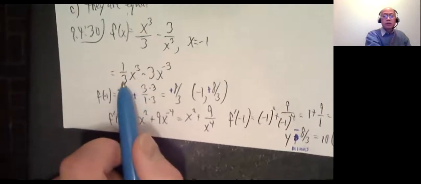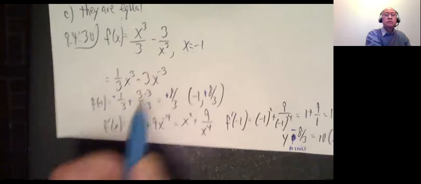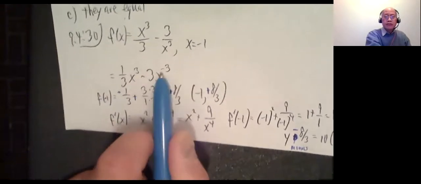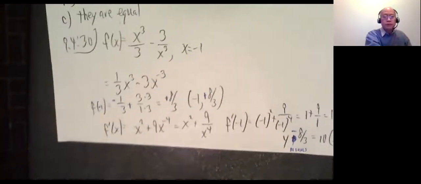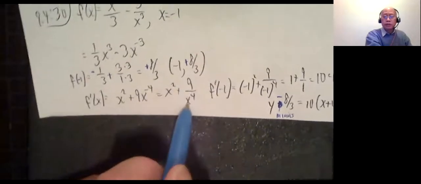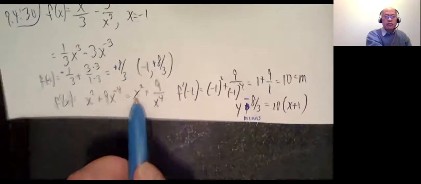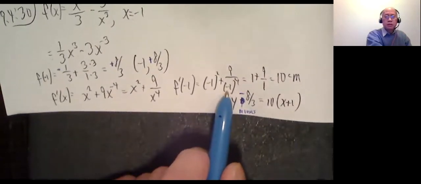Now I need the slope. So what's the derivative of this? 3 times 1/3? 1. X squared. So just x squared. Derivative of this? -3 times -3, positive 9. X to the -3 minus 1 is -4. And negative exponent, bring that downstairs. X squared is fine, just leave that alone. But x to the -4, write it as 9 over x to the 4th. Now I plug in -1. So -1 squared, 1. -1 to the 4th power is 1. So 1 plus 9 over 1, that's 1 plus 9, or 10.